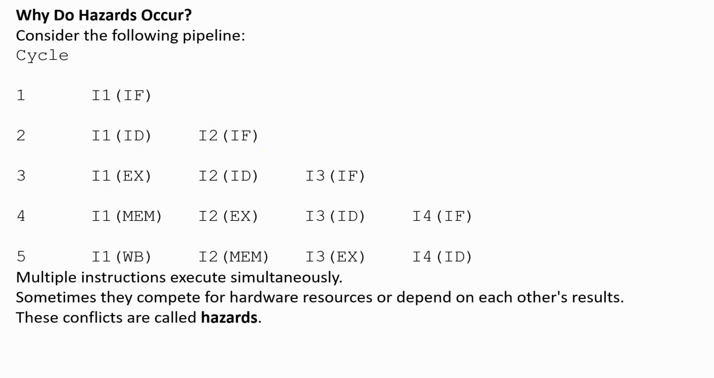Now, what do we mean by a hazard and why do these hazards occur? Let us try to understand. This is the example which I have explained previously. Let's try to understand this example again. These are my cycles: cycle number one, two, three, four. In cycle number one, let's say I have instruction one. Basically, I have four instructions to be executed: instruction one, instruction two, instruction three, and instruction four.